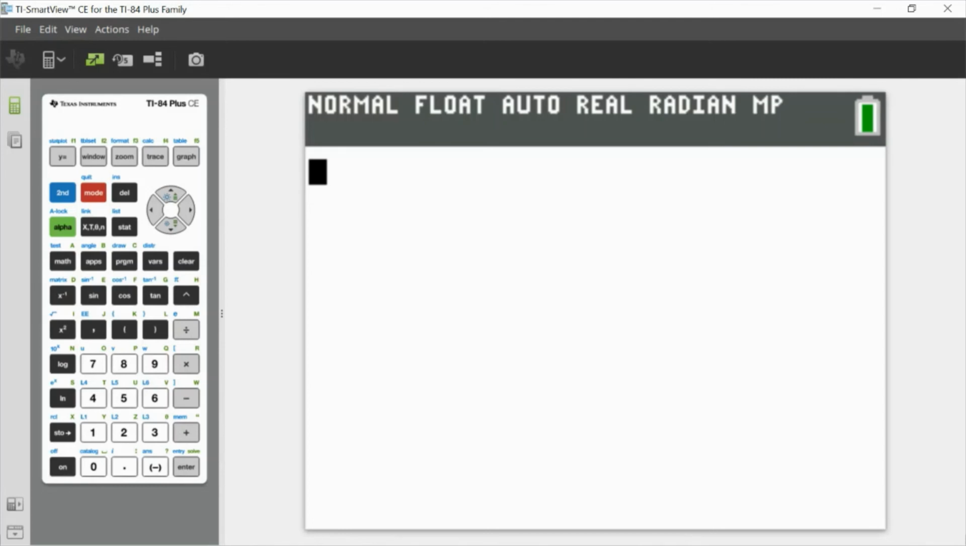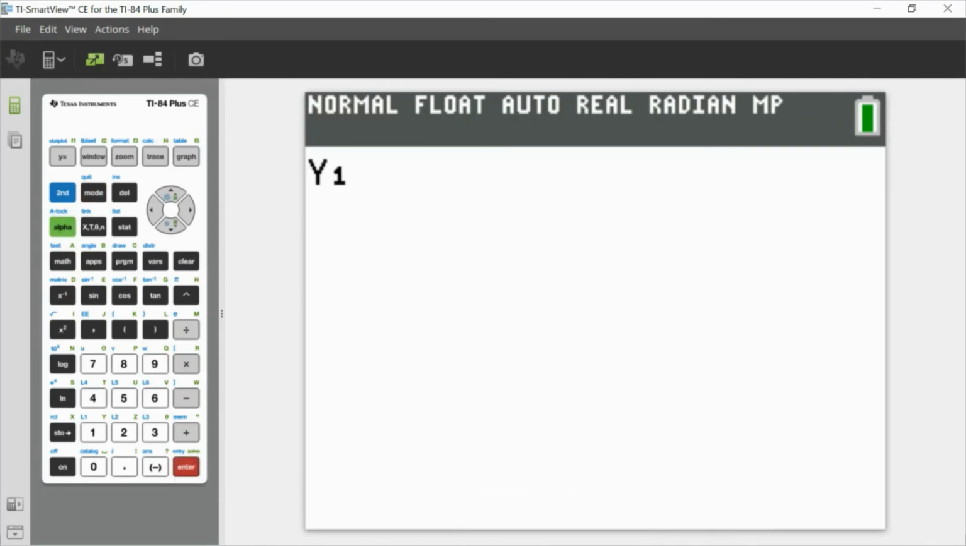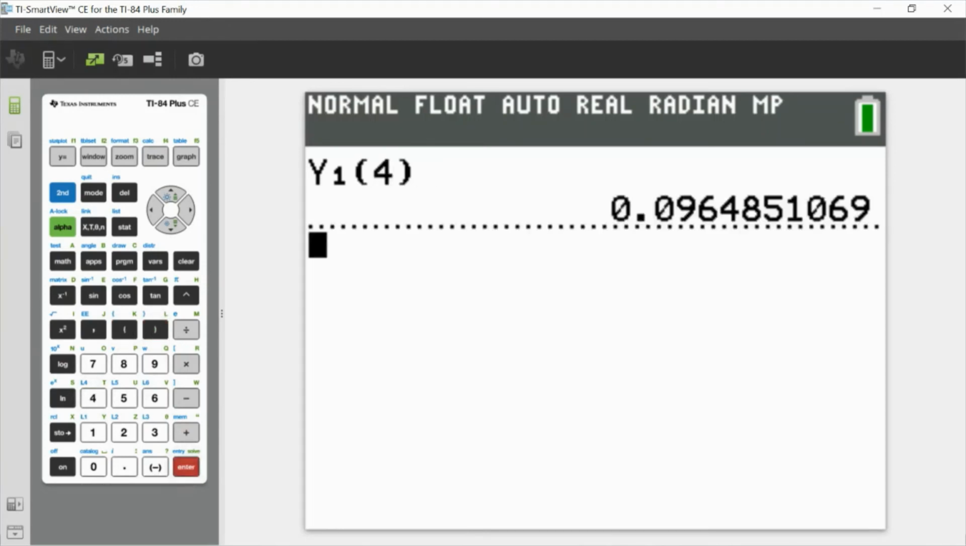As a shortcut, I can hit alpha trace, and that is referencing the y1 function. That was my tangent x over 3x. I'm going to plug 4 into that. So that's approximately what the function value is when x is equal to 4. Now, if I start rounding, then I'm going to lose some accuracy in this answer. This calculator is actually calculating beyond what it's displaying. I think it goes out to maybe 20 decimal places.